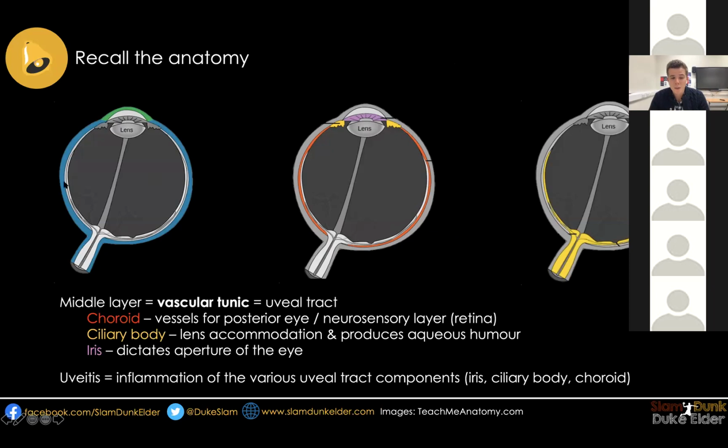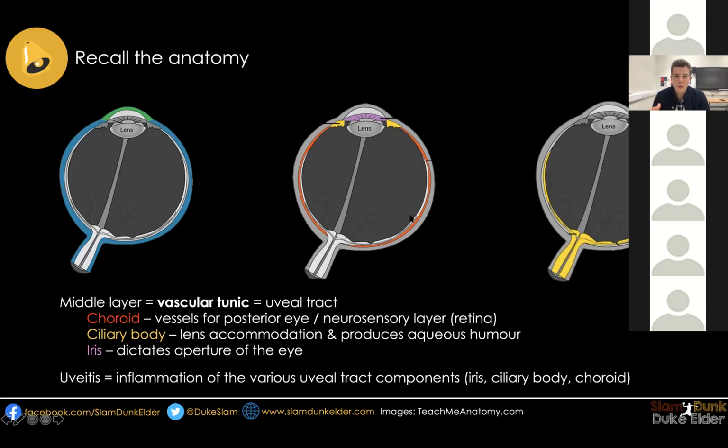The outer layer is known as the fibrous tunic. It's primarily there for protection and keeping the integrity of the eye, like a bowl, essentially like an oval. And then we have the middle layer, which is the vascular tunic, which is composed of the choroid in red, the ciliary body, as well as the iris.